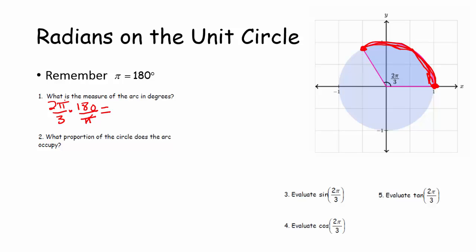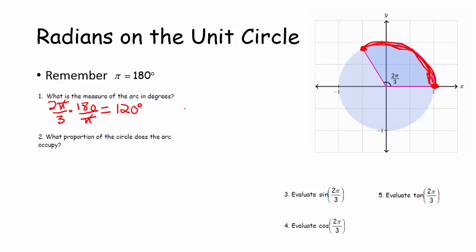These pi's would cancel. And then oftentimes when I'm doing this without a calculator, I find it easier to do the division first here. So I could multiply 180 by 2 and then divide that by 3. But I think it'll be easier here to divide the 180 by 3 first to give me 60 and then multiply that by 2 to give me 120 degrees.